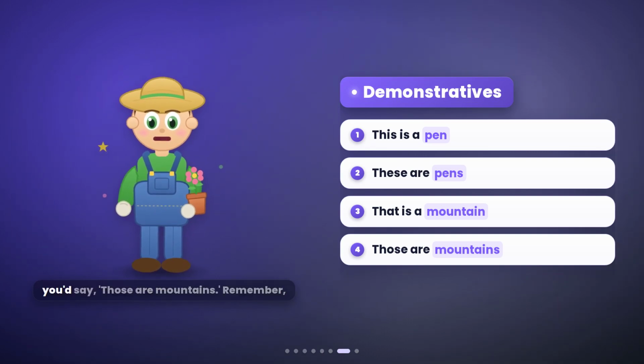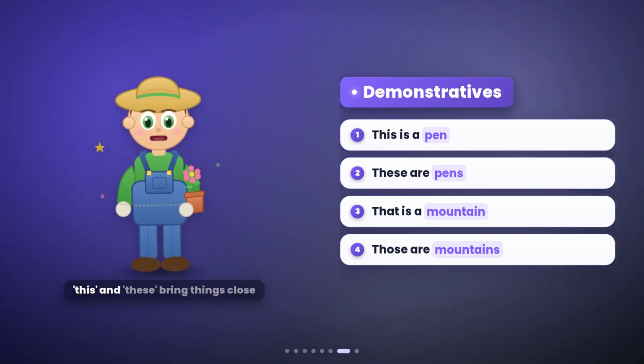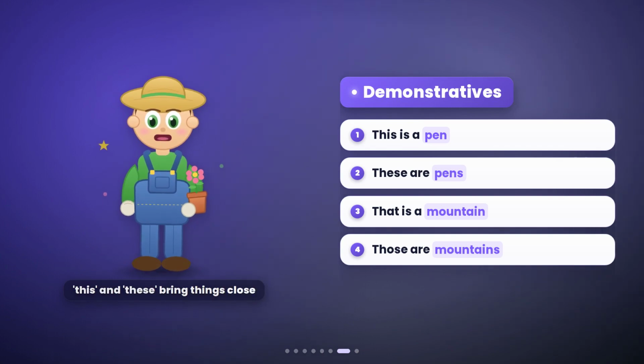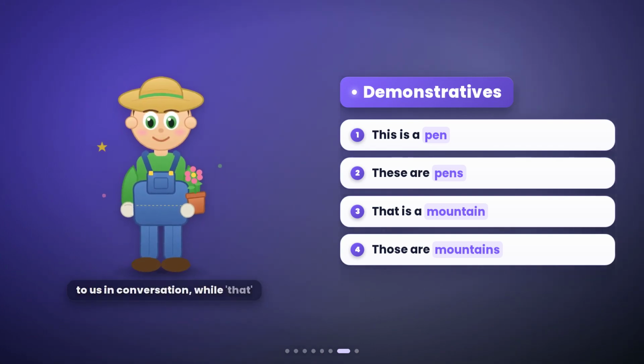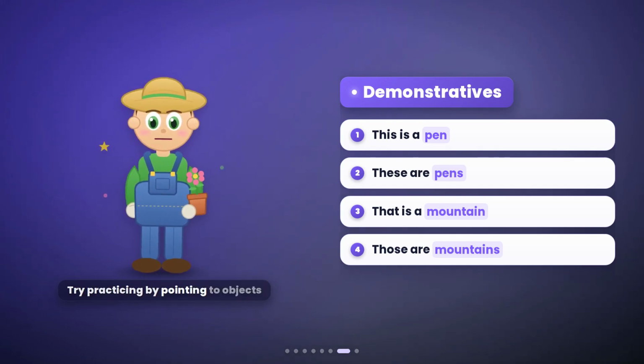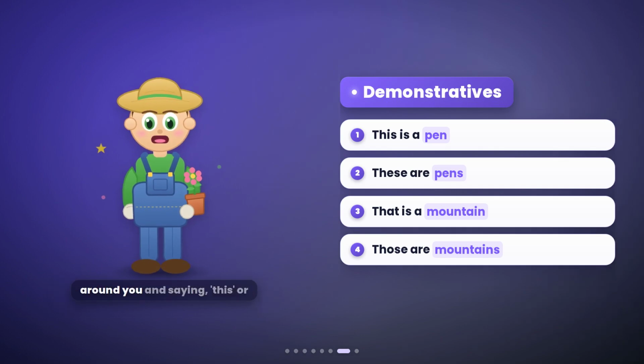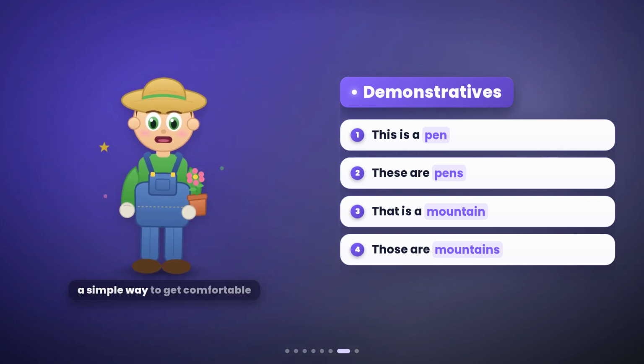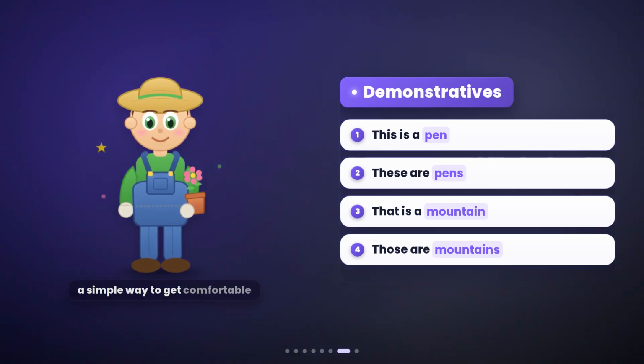Remember, this and these bring things close to us in conversation, while that and those push them further away. Try practicing by pointing to objects around you and saying this or that, depending on their distance. It's a simple way to get comfortable using these words in everyday conversation.